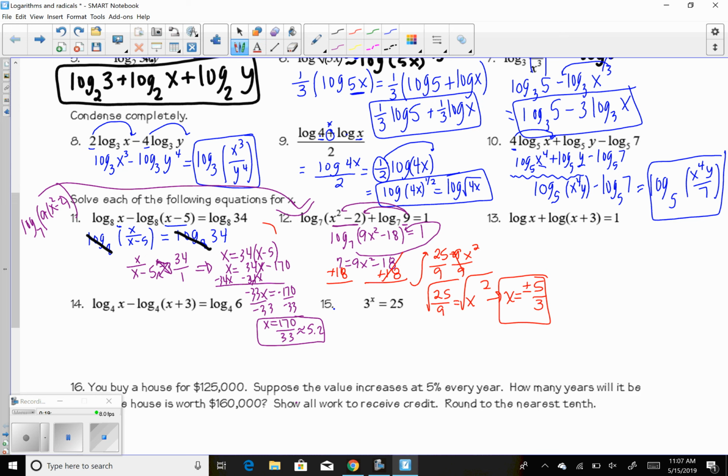Trying to separate these out. I'm using a lot of space.